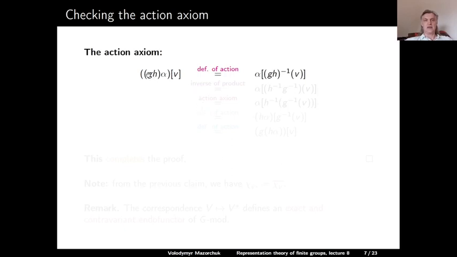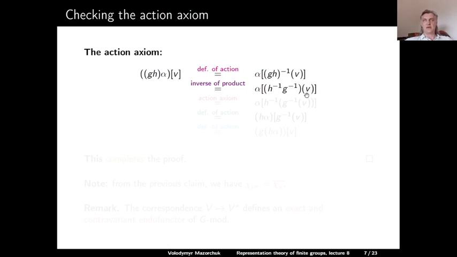So let us take two elements G and H in our group G and act on alpha by their product. So GH acting on alpha and then evaluated at V. By the definition of the action, this is equal to the value of alpha at (GH) inverse of V. But the inverse of a product is the product of inverses in the opposite order. So this is equal to alpha evaluated at H inverse G inverse of V.